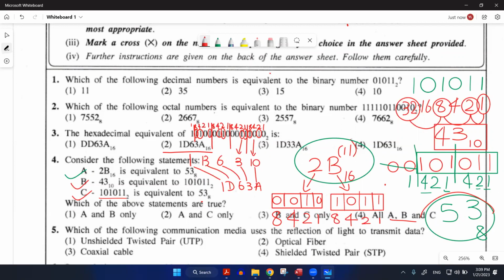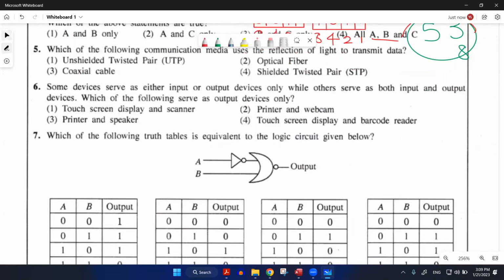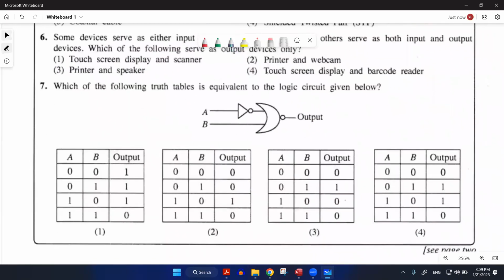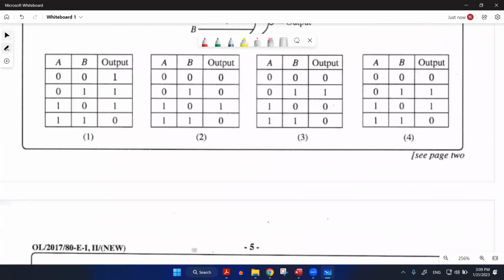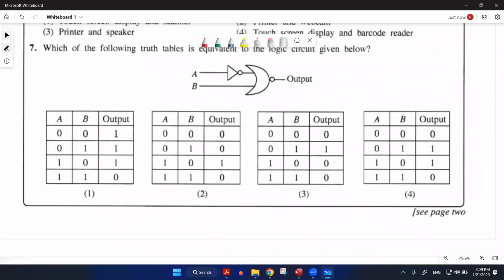All right, people, is that clear? Okay, then you have asked me to do the seventh one. Let me see how the seventh one is. Okay, the seventh one is about logic gates.